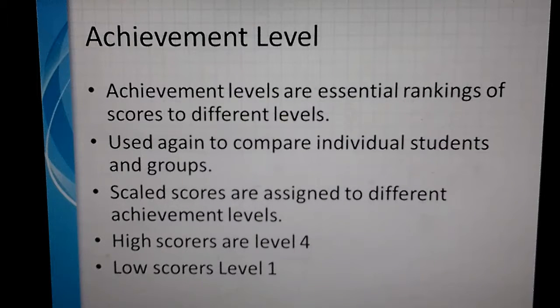Once scaled scores are received, they may be divided into different achievement levels. Achievement levels are essentially a ranking of scores into different levels. They're used again to compare individual students and groups. These scaled scores, or percentages usually, are assigned to different achievement levels, where high scores are assigned to Level 4, the highest level, and low scores are assigned to Level 1, the lowest level.